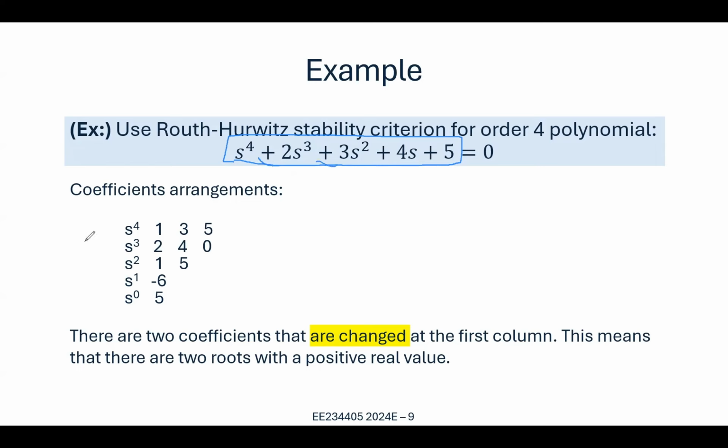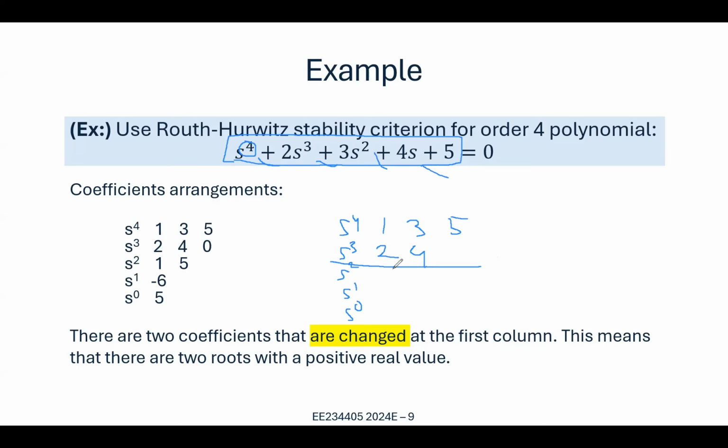So actually, we can look at this. The coefficients start at the power of 4. So we have s to the power of 4, s to the power of 3, s to the power of 2, s to the power of 1, and s to the power of 0. So this would be 1. Again, we arrange 1, 2, and we stop after the second row. Then we have 3 here, 4 here, and 5 here. There is nothing here, so we can just write 0 or skip it.